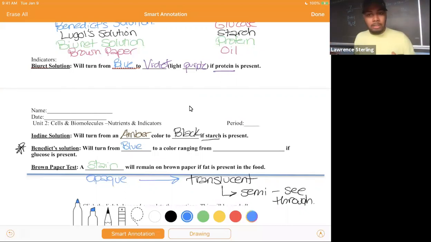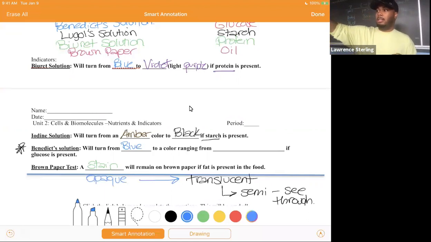So for Biuret solution, if protein is present, it goes from blue to violet. For starch, if starch is present using iodine solution, it'll go from an amber color to black. For the brown paper test, it'll leave a stain and it'll essentially go from opaque to translucent, which means semi see-through. Okay.